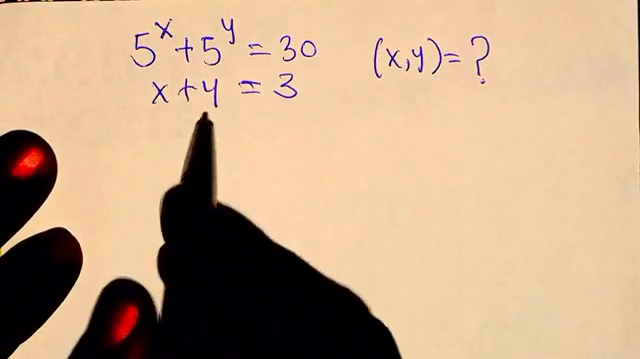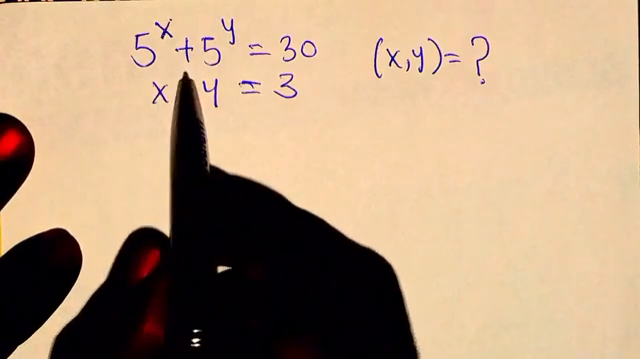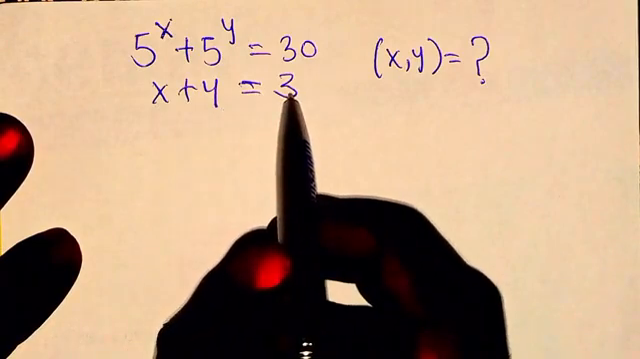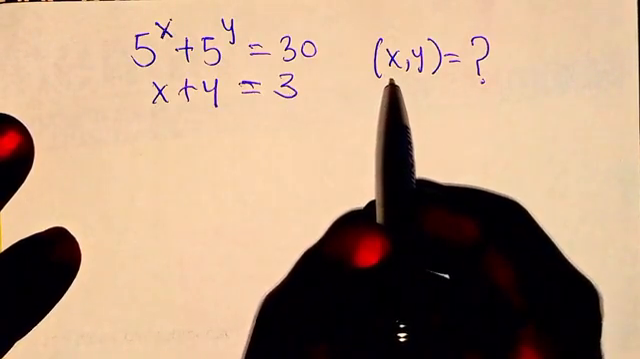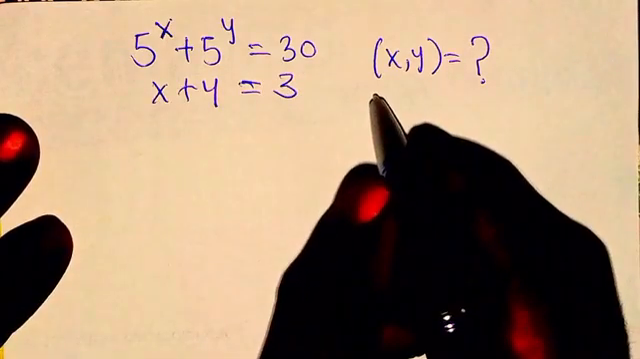In today's tutorial, we are going to be solving this system of equations. We have 5 to the power x plus 5 to the power y equals 30, and x plus y equals 3. So what is the value of x and y? What are the possible solutions we are going to have here?